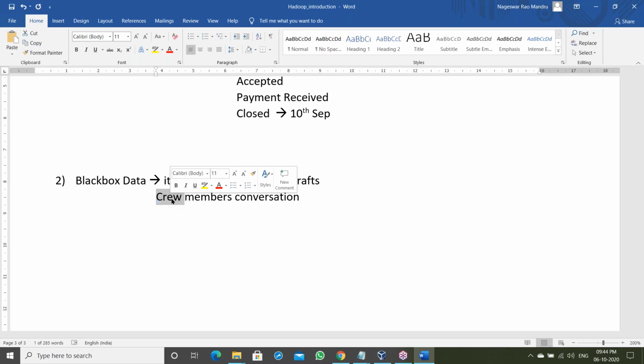So the main pilot is the captain. Next, the second pilot, the mechanical engineer. Next, the air hostess, and then a supervisor for all these crew members. This whole group is the crew. The conversation between crew members is recorded by the black box.